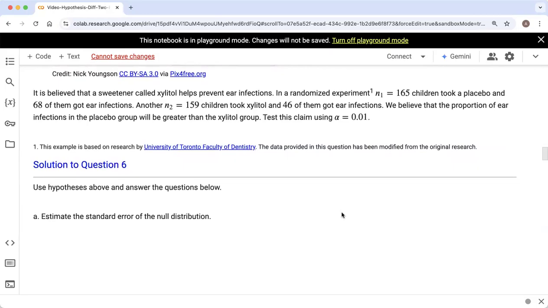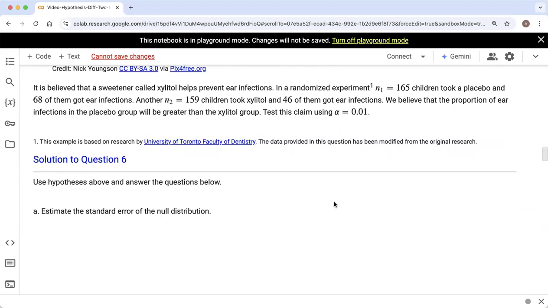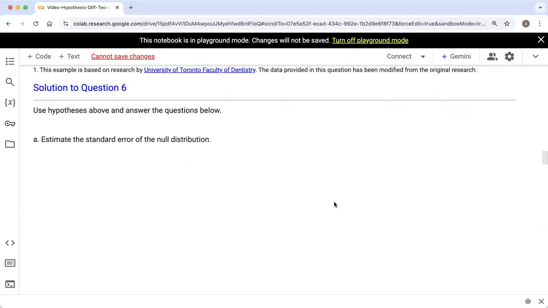So we've stated our hypotheses earlier. And so the first thing we want to do is calculate the standardized test statistic. In order to do that, let's calculate the standard error for this null distribution. And again, this null distribution is going to be for the difference in two sample proportions.